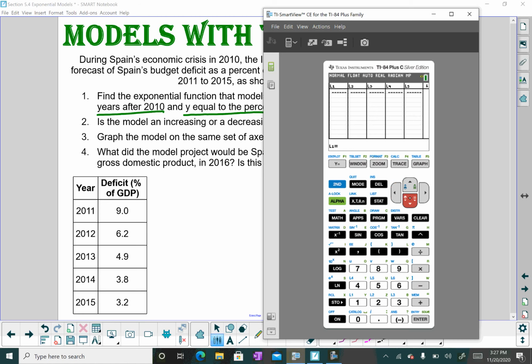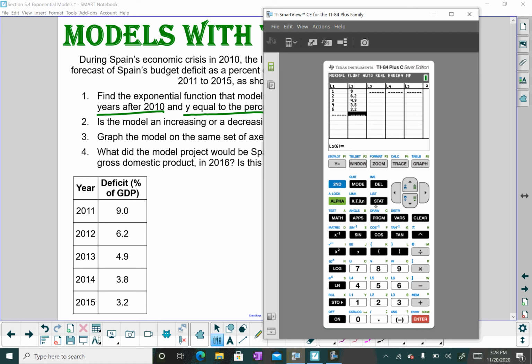Here we go. Okay, and let's get our data in there. Again, X is years after 2010. So if we're typing in 2011, it was just 1 year after. 2, 3, 4, and 5. L2s are those percentages: 9, 6.2, 4.9, 3.8, and 3.2.